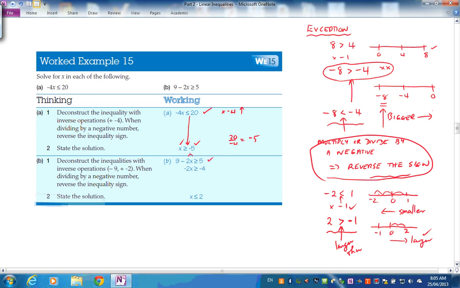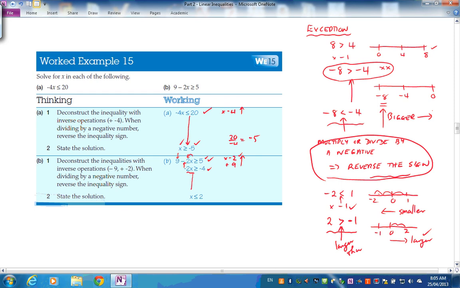Okay, let's do this one. What's been done to x has been times by -2. Now remember that sign belongs to the 2x. What's 9? 9 has been added, it's plus 9. So we'll reverse the step. We'll take 9 from both sides. 5 take 9 is -4. And we've got -2x still there. Let's divide by -2.